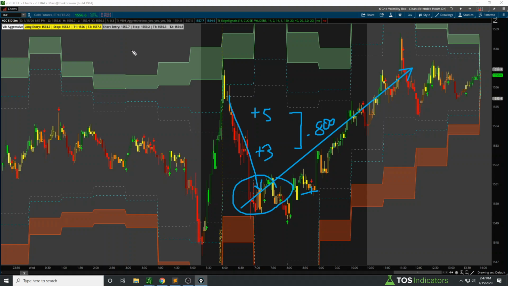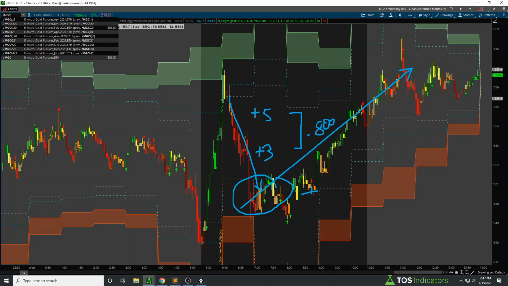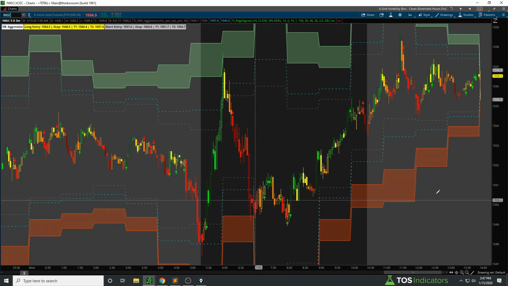And once again, in the case of gold, we also support the micro gold futures for those of you that are looking to trade the micros. Right, you'll see this is a very similar setup on the micro gold futures as well, using our aggressive volatility box. And then finally, we'll take a look at crude.